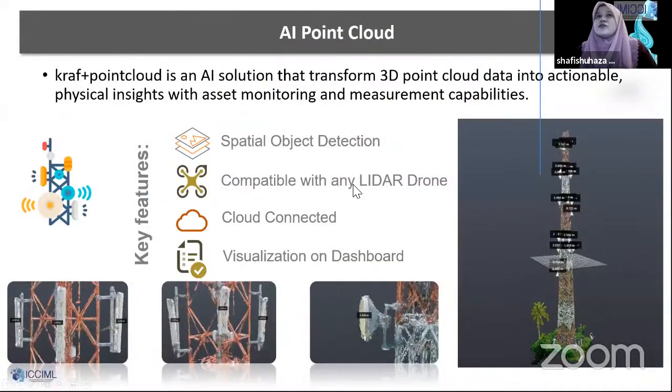All right, Dr. Zul, again, in this slide shows his involvement in AI point cloud research, where AI is used to transform 3D point cloud data into actionable physical insights, specifically for asset monitoring. I'll show you a short video after this, showing how he did it. And as you can see in the slide, these are the images it provides through image recognition, connected to the cloud. A dashboard is also available to visualize the system.